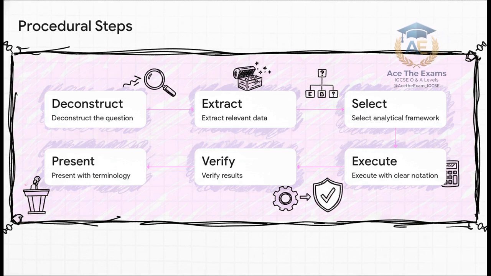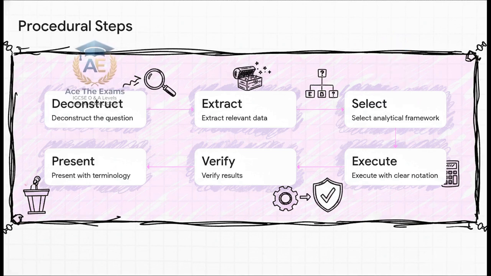Step 4. Execute your analysis with crystal clear working. Step 5. Verify your results against the prompt's assumptions. And finally, Step 6. Present. If you systematically process every past paper question using these exact 6 steps, you will construct an ironclad response every single time, and you will never run out of time at the end of the exam.